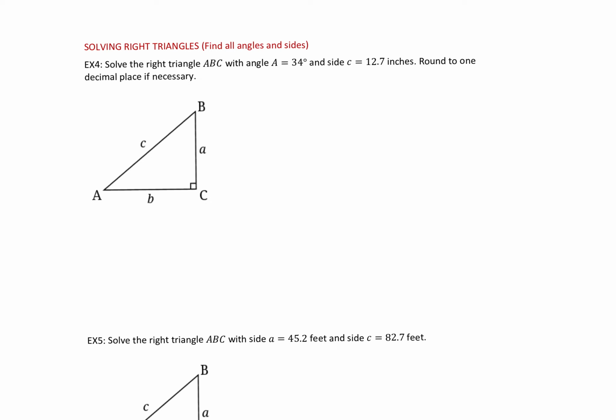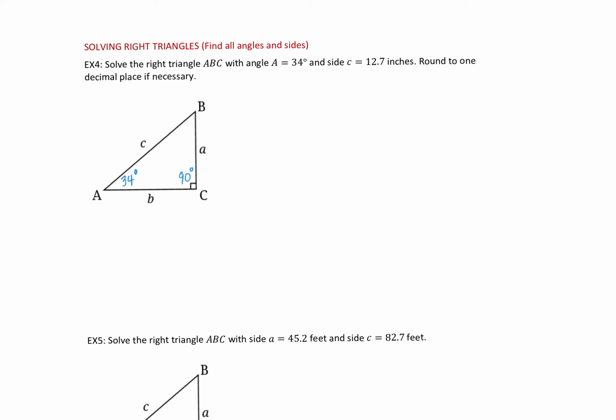And remember that angles and sides have this really nice relationship where the largest angle will correspond to the largest side. So in this case, since the 90-degree angle here at C is the largest angle, it's going to correspond to the largest or longest side, which would be C, and that's our hypotenuse. Now in example 4, we know that angle A is 34 degrees.